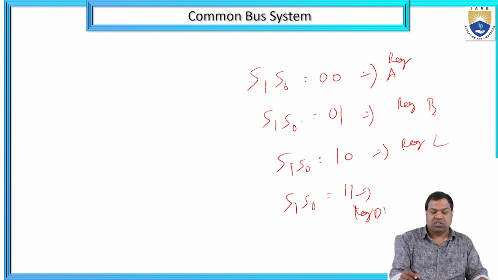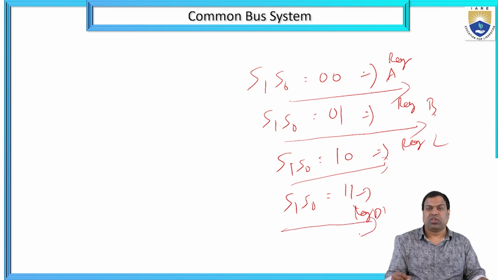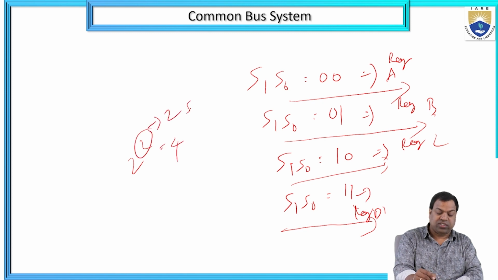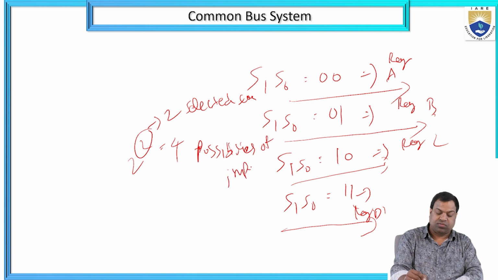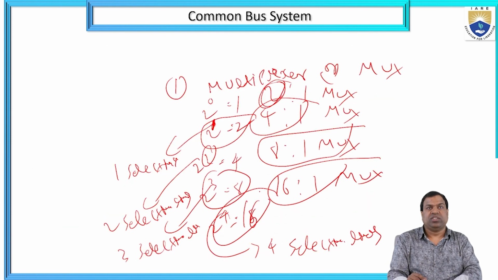Here S0 S1 0, 0 is register A, S0 S1 0, 1 is register B, S0 S1 1, 0 is register C, S0 S1 1, 1 is register D. So how many registers are there? Total 4 registers are connected with the 2 selection lines. 2 squared equals 4, 2 selection lines, 4 possibilities of inputs: 0 0, 0 1, 1 0, 1 1. So 4 possibilities are there: A, B, C, D.